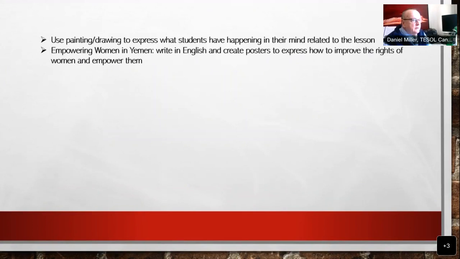And then these are a couple of more ideas: using painting or drawing to express what students have happening in their mind related to the lesson. And empowering women in Yemen: write in English and create posters to express how to improve the rights of women and empower them. What is Yemen, Daniel?